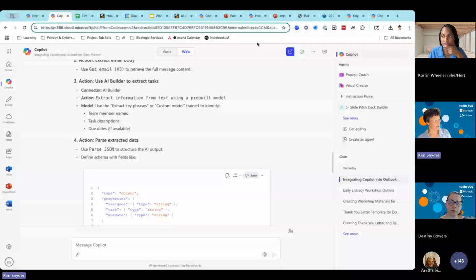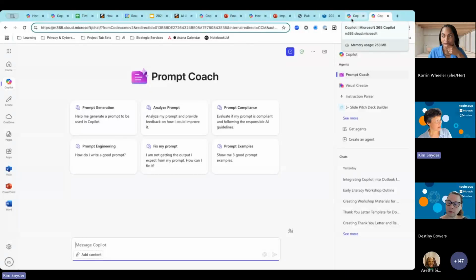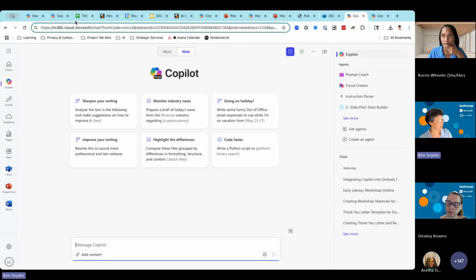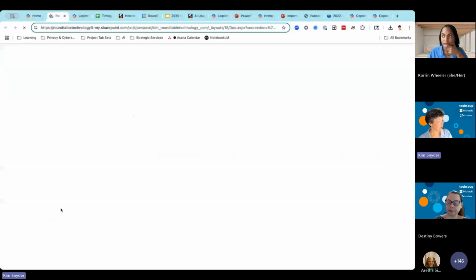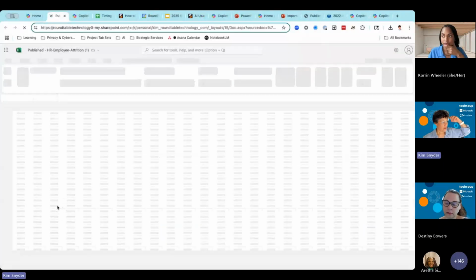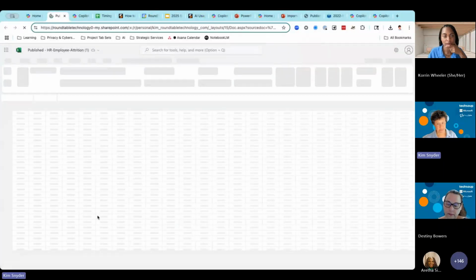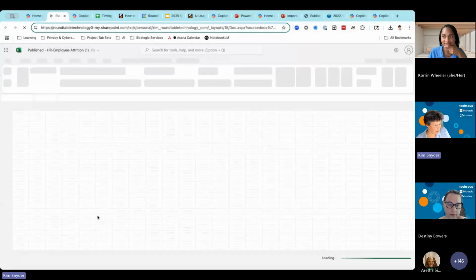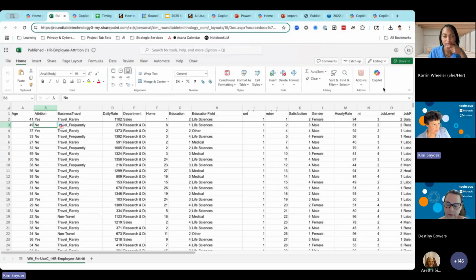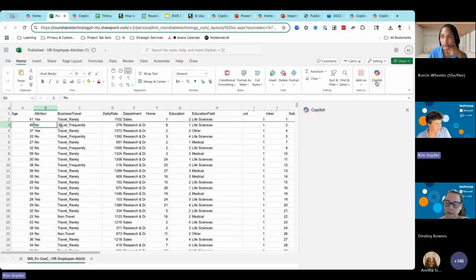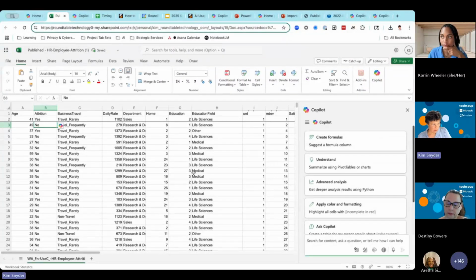There's one other thing I wanted to show while we still have a couple minutes of this. And that is, where are you? Nope. Home. Here it is. Okay. So this is fake data, but this is something that I think is also kind of cool in Excel that you can do. So this is fake HR data.